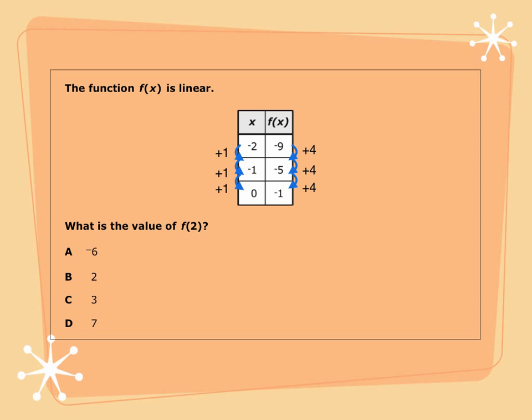I'm just going to go ahead and extend my table because I'm so close to 2 anyways, and I'm just going to repeat the pattern. So when x is 0, I'm going to increase it by 1. And then I'm going to keep the pattern going until 2. And then I'm going to do the same thing for the f of x's. So from negative 1, I'm going to increase by 4, and I get 3. Increase by 4 again, and you get 7. So my answer here is D, 7.